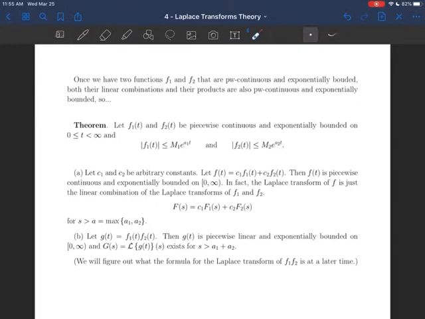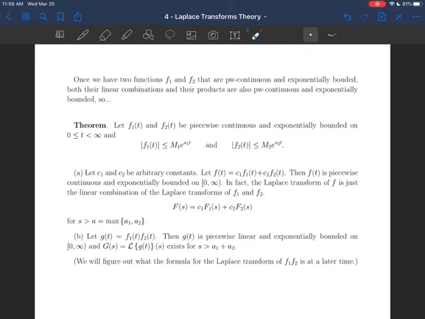Now, once we know that Laplace transforms exist for some functions, we're going to want to be able to build up a bigger and bigger collection of functions for which they exist as well. So suppose that we do have two functions, f1 and f2, that are piecewise continuous and exponentially bounded so that they have Laplace transforms. Then both any of the linear combinations or any product of these two things is also going to be piecewise continuous and exponentially bounded, right?